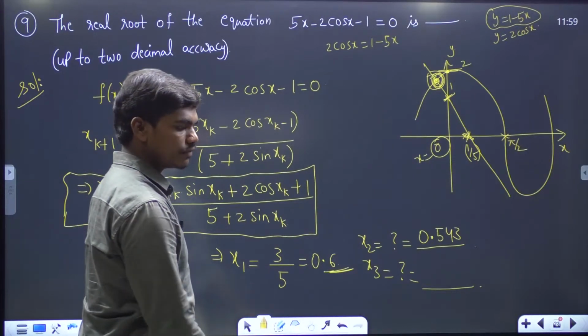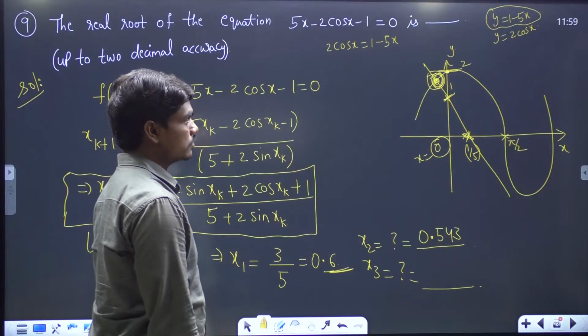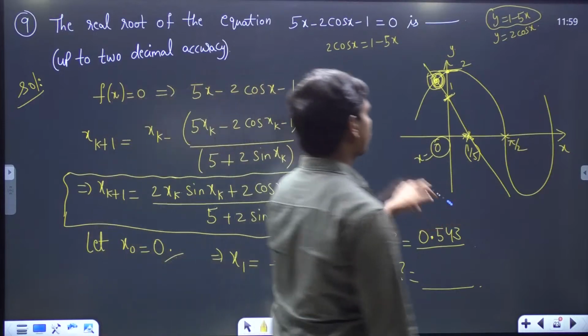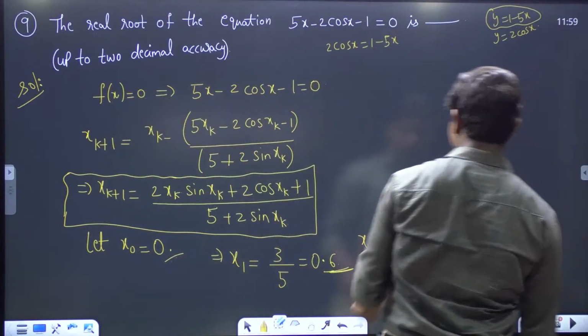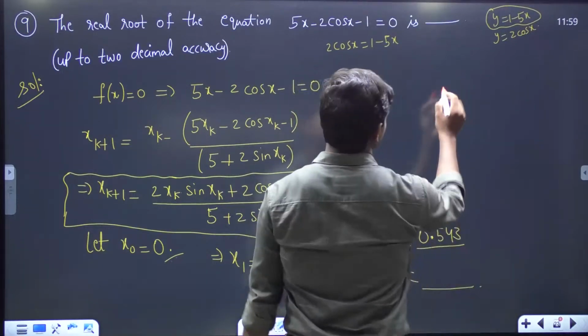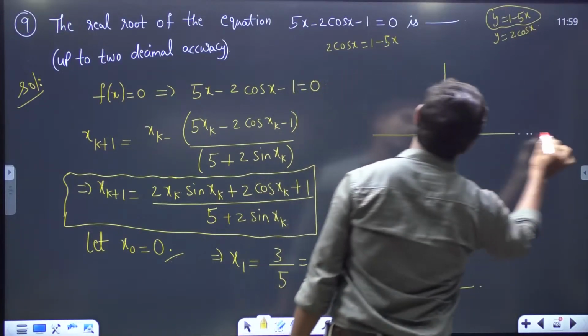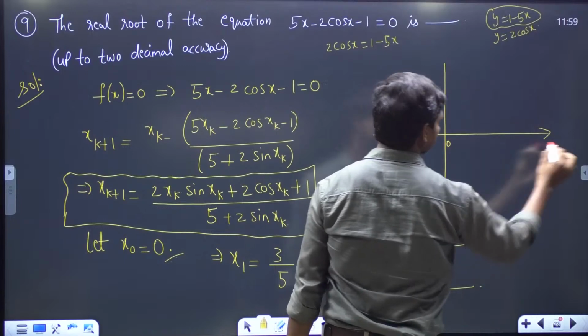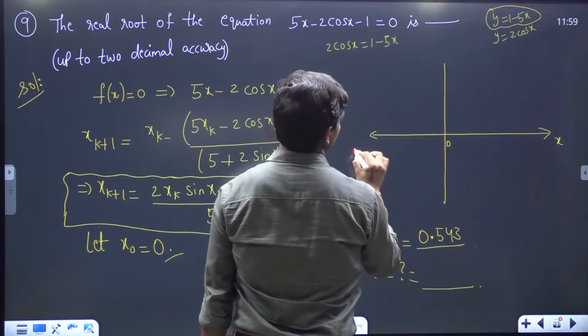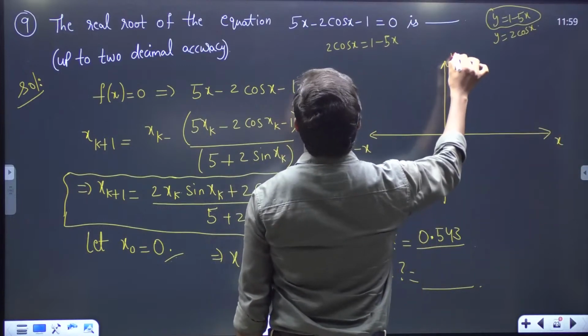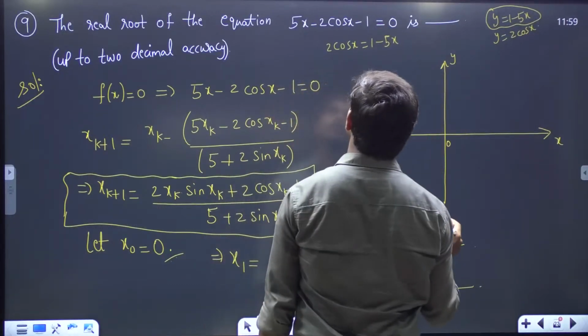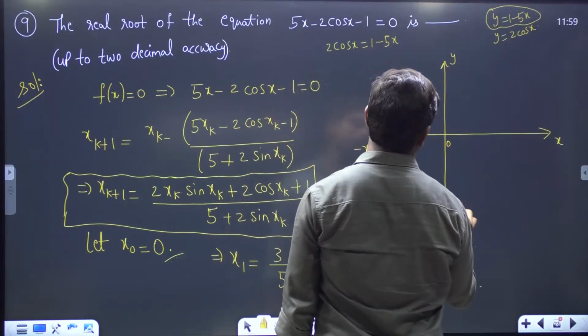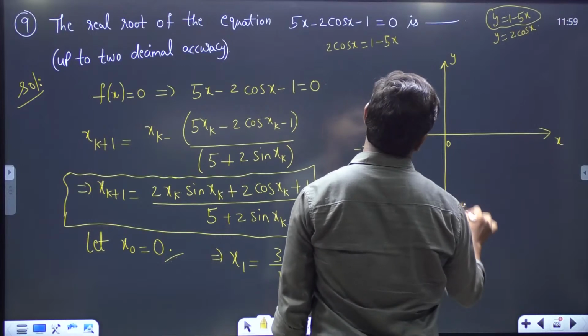I think you should get 0.54 something here, which means if you draw the graphs correctly, please calculate x3. Meanwhile, I will be trying to draw this graph correctly. Minus x, y, and this is minus y.